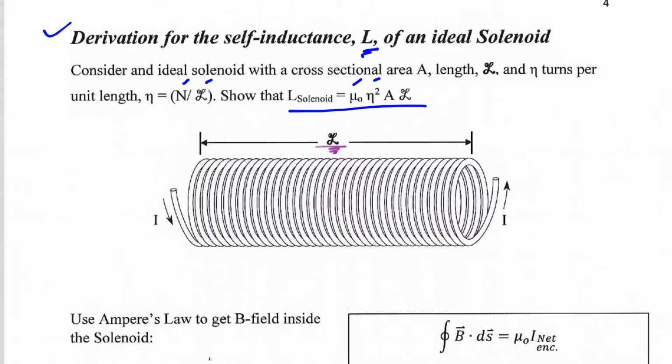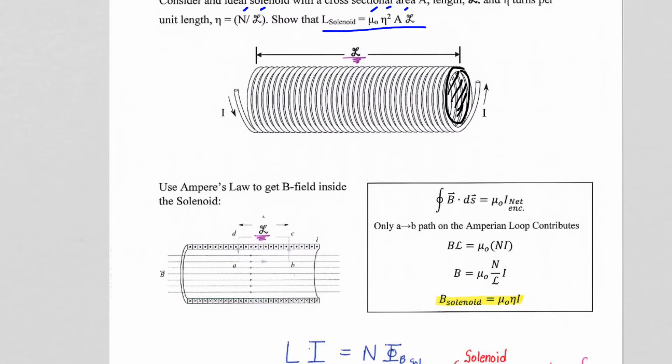A is the cross-sectional area of the solenoid, so A is going to be just one area loop, and we're going to multiply that by all the area loops. And script L now is the length of the solenoid, and we replace the L with a script L because the L by itself is our self-inductance parameter. So let's see how this is done.